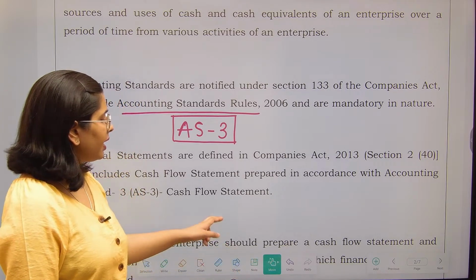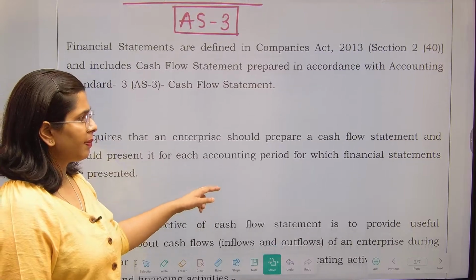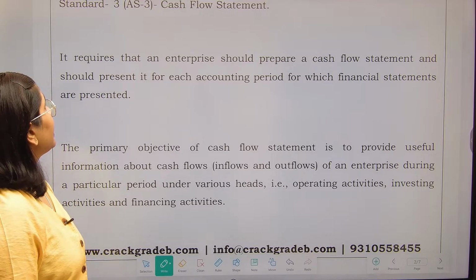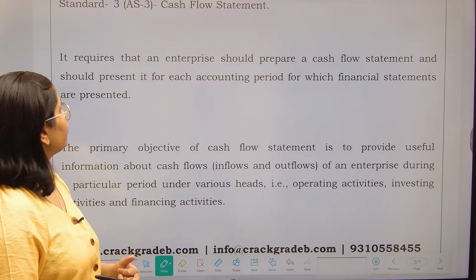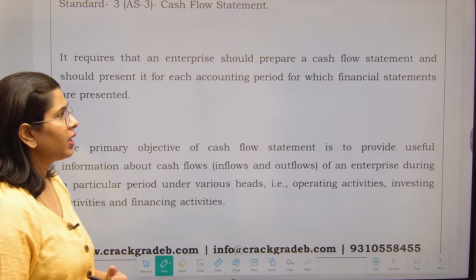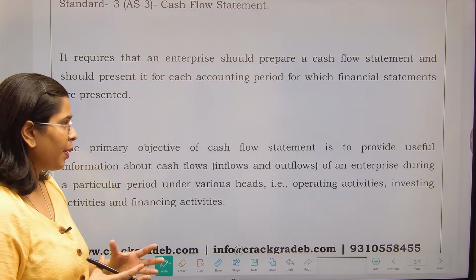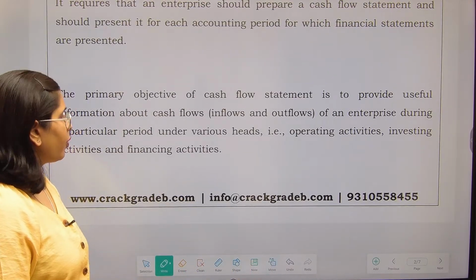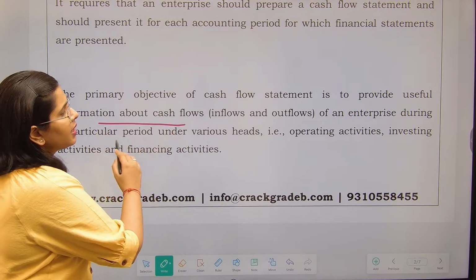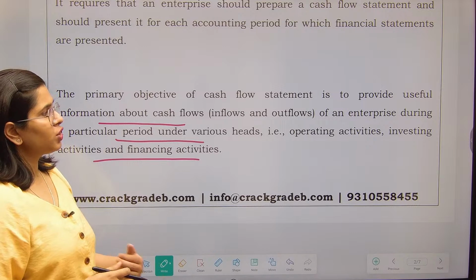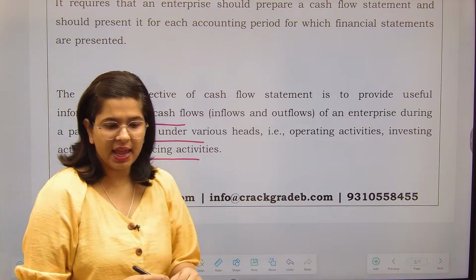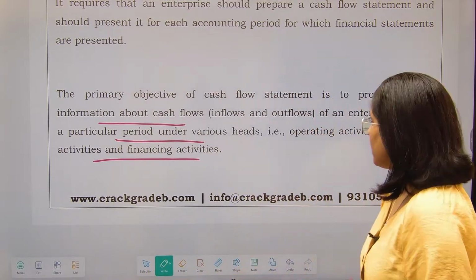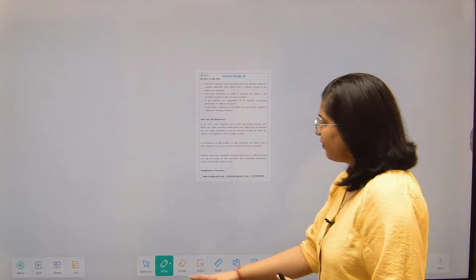So Accounting Standard 3 is the one according to which cash flow statements are prepared, and we will see many of the definitions over here. The next thing is, it requires that an enterprise should prepare a cash flow statement and present it for each accounting period for which financial statements are presented. Next, the primary objective. What is the primary objective of preparing a cash flow statement? It is that they want to know about operating activity, investing activity, and financing activity. We would like to know about all of them. Moving ahead and talking about the benefits of cash flow.